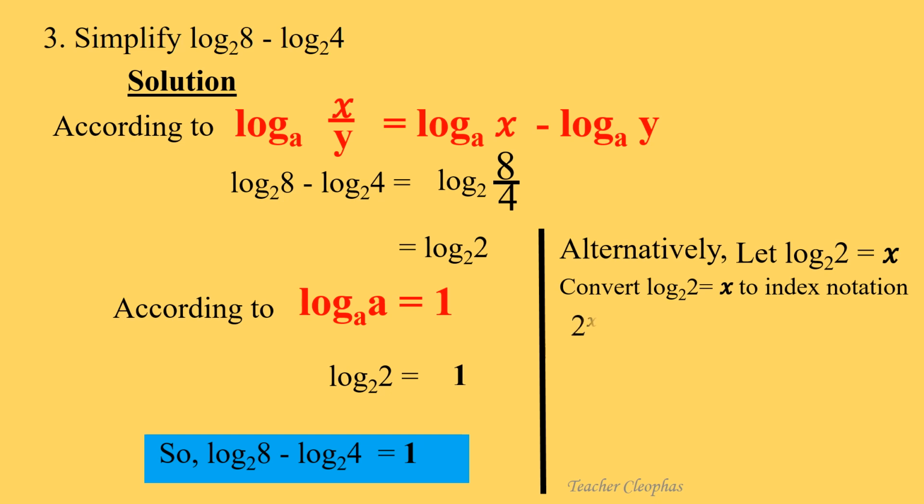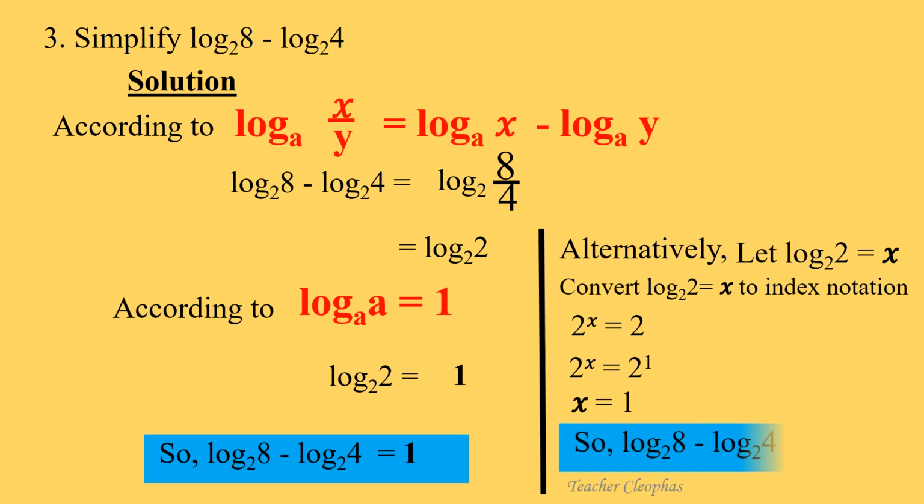So this is 2 raised to power x equals 2. Now that 2 is the same as 2 power 1, then we can write 2 power x equals 2 power 1. Since the bases are the same, then it implies that the powers must also be the same, and that is x equals 1. So the answer to our question is the logarithm of 8 to base 2 minus the logarithm of 4 to base 2 equals 1.